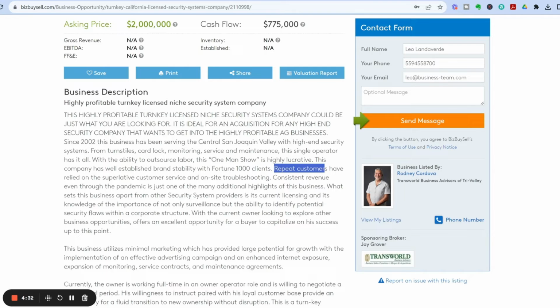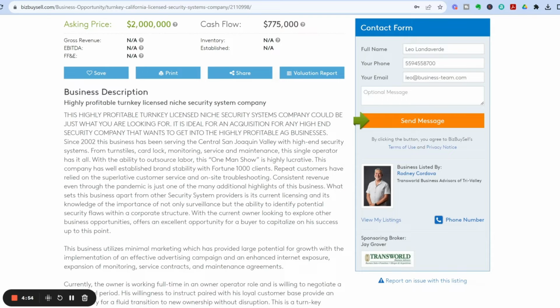Have relied on superlative customer service, on-site troubleshooting, consistent revenue, even though there's a pandemic. That's good. You're looking for consistent revenue. Okay, I am already thinking, well, okay, there's consistent revenue. What is the customer concentration? The top customer, how much of the revenue do they produce? But of course, we don't know what the revenue is yet.